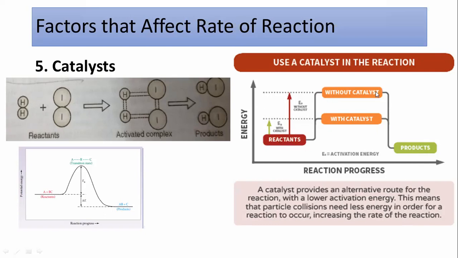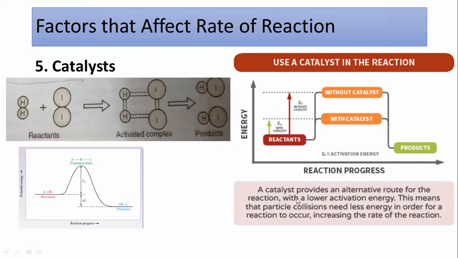So look at the same graph. This was the activated complex that required more energy. Now this is happening easily. It is coming to this point, forming the activated complex and easily converting into the products. So now it is easier for the reactants to convert into the product in the presence of the catalyst. So there is a direct relationship between the catalyst and the rate of the reaction.